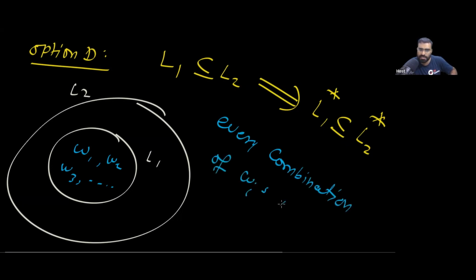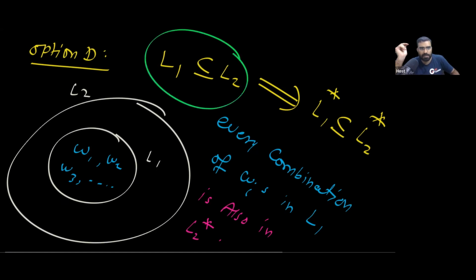Every combination of Wi's in L1 is also in L2 star. Yes or no? Okay, yes or no? Simple, right? So very easily you can see, if L1 is subset of L2, then L1 star is subset of L2 star. What about the other direction?